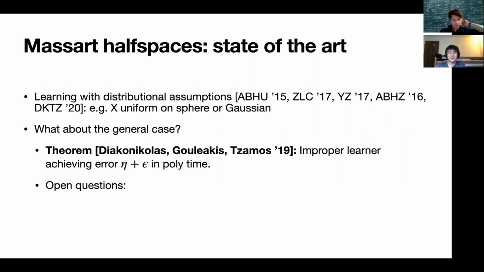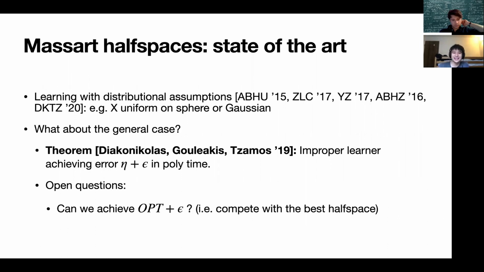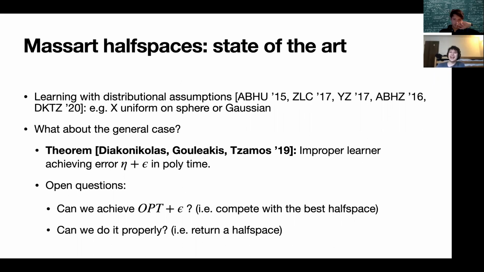Then they pose these open questions. One is, obviously from this context, we want to know, can we get opt plus epsilon? By the way, in the distributional assumption setting, pretty much you always get opt plus epsilon, so it's not always impossible to do this. The second question they ask is, can we do it properly? As you take epsilon smaller, their classifier becomes more and more complicated, but we know there's a very simple half space which does really well in this model. Those were both interesting questions, and we're pretty much going to answer both of them in this talk.